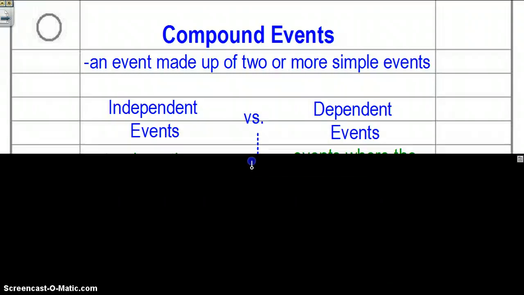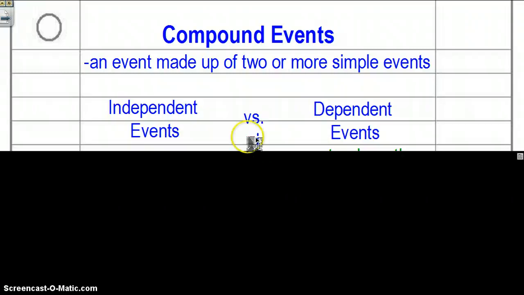So there are 2 kinds of compound events. There's independent events and dependent events. And when we set up our notes, we're kind of making it like independent versus dependent. They're both found very similarly, but there is something that is very different between the 2.